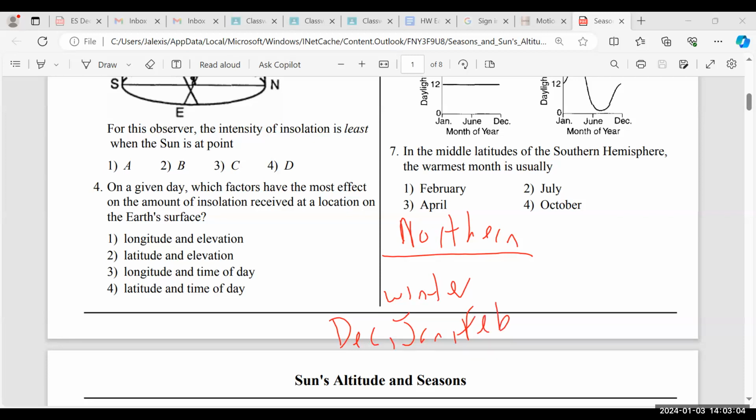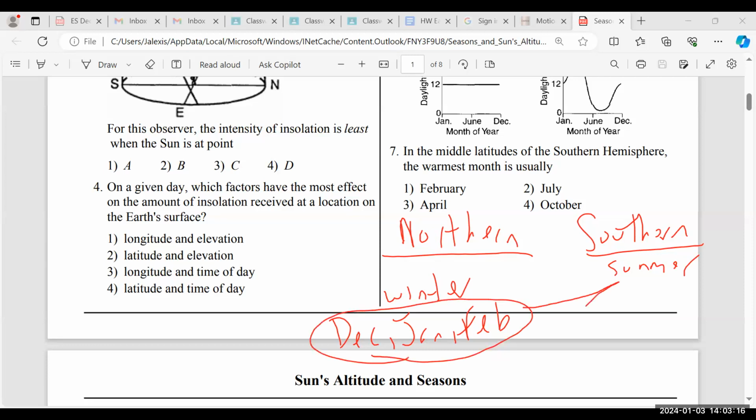All right. Now, when it's winter in the northern hemisphere, it is summer in the southern hemisphere during these dates. So the warmest month is going to be during the winter time in the northern hemisphere. And what month is during the winter time? February. So the one thing to keep in mind is that the seasons are opposite when you're in the northern hemisphere compared to the southern hemisphere.